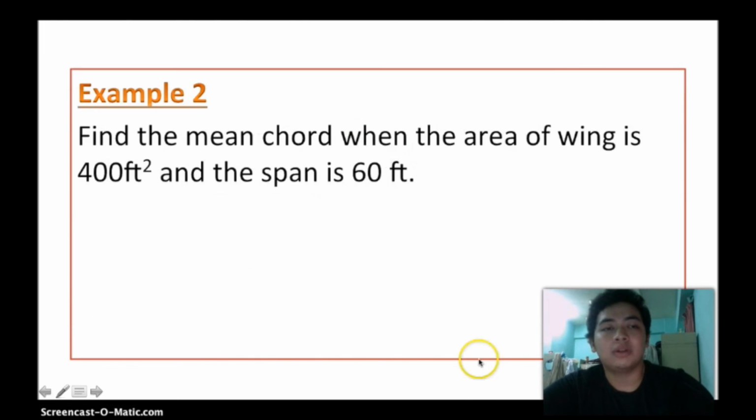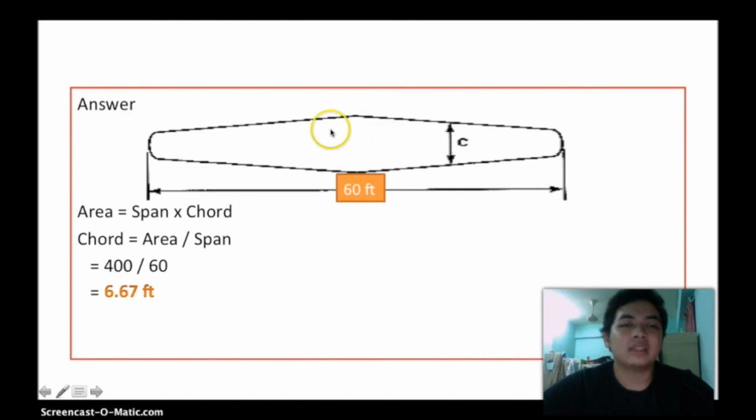Next example: find the mean chord when the area of the wing is 400 feet square and the span is 60 feet. This question is a little bit different because it asks us to find the mean chord, and it gives us the area of the wing and the span. So we can do it like this. First we draw the diagram of the wing. This is 60 feet, and this is the unknown.